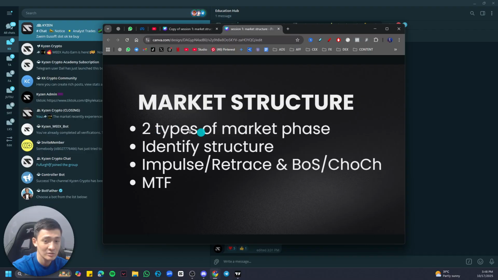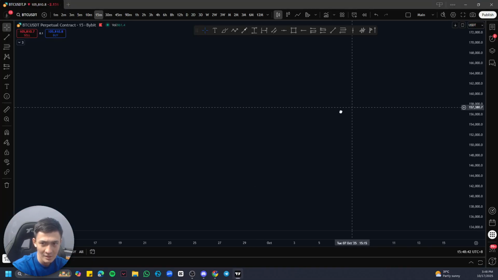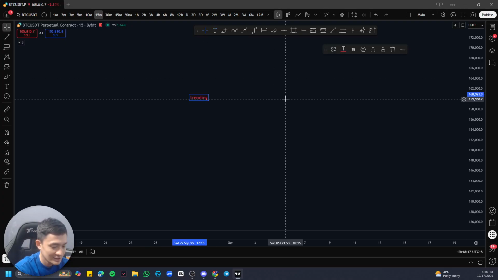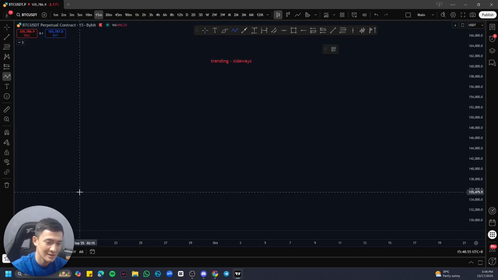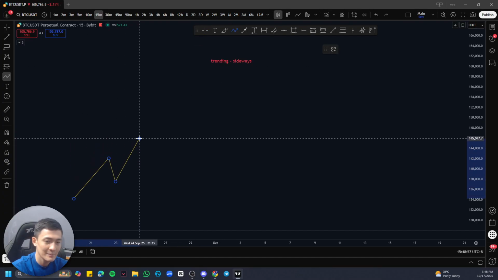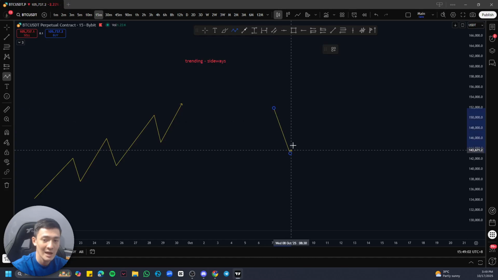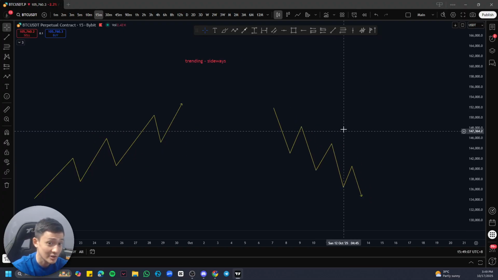First, let's look at the two types of market phases. So very simply, I've opened up the chart here. And there's two types of market phases. We either have trending or sideways. So in a trending market, you will be able to determine a direction very, very easily. Whether it's going up or whether it's going down. You look at it and you immediately know this is a trending market. It's going up. Or this is a trending market. It's going down. Very, very clear.